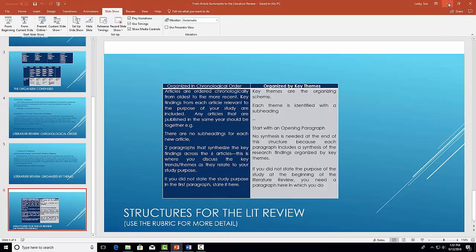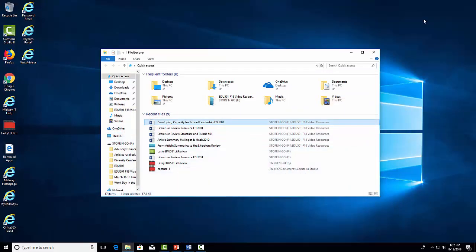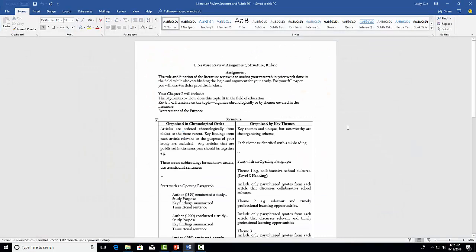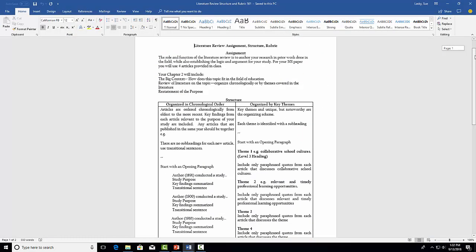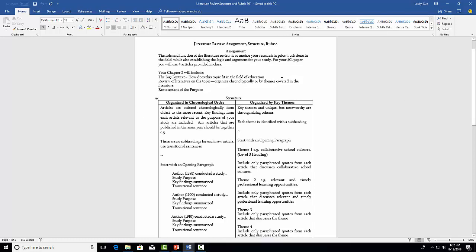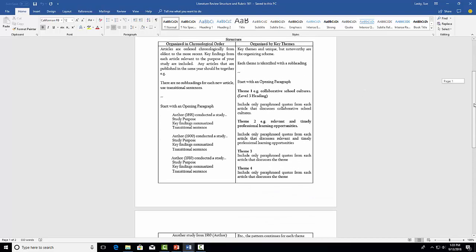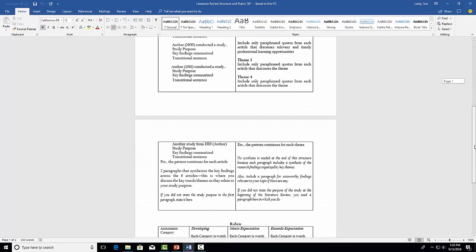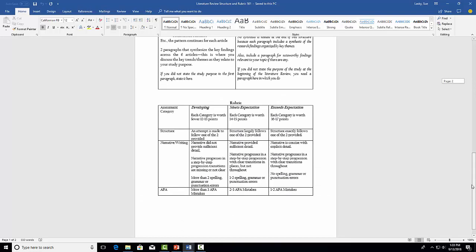Okay? You have this resource in Moodle, and it looks like this. It gives the outline, what's the expectation here for your assignment. What do you need to include? Here's the 2 structures that you're going to follow. One of the 2, choose one. And then you have the rubric, the assessment rubric.